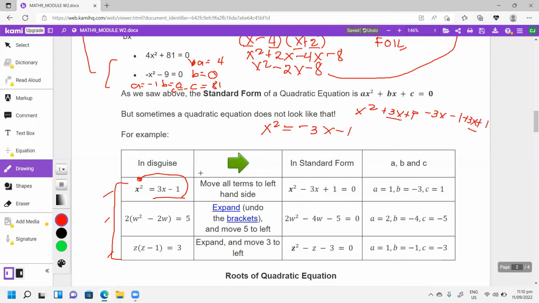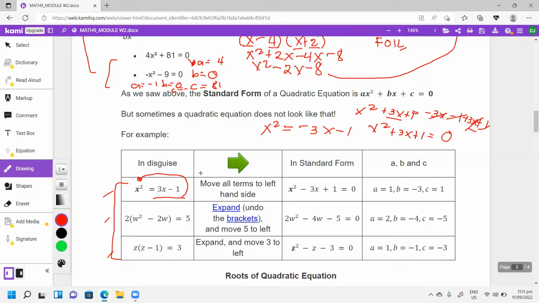So if you can see here, x squared plus 3x plus 1 is equal to negative 3x plus 3x, which will become 0, plus 1 minus 1, which will become 0. So in simple terms, if you try to move a certain term to the other side, the negative will become positive, and the positive will become negative.